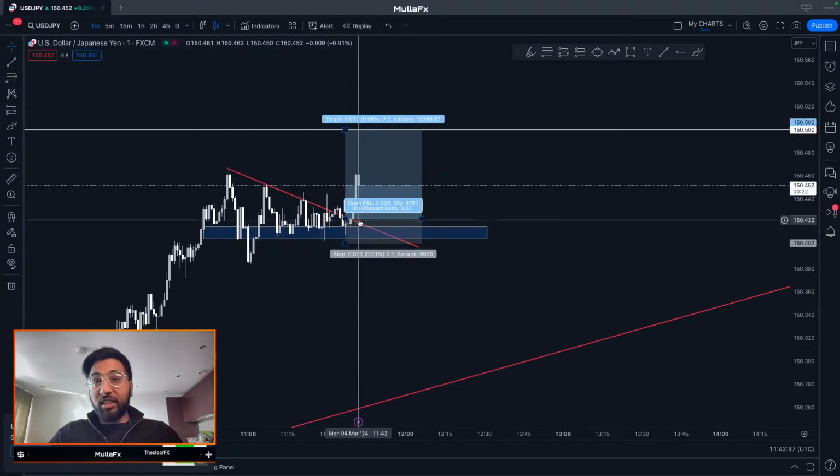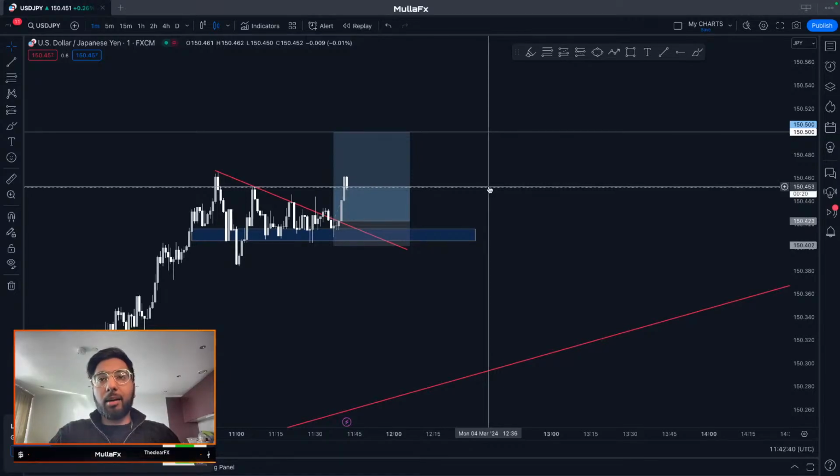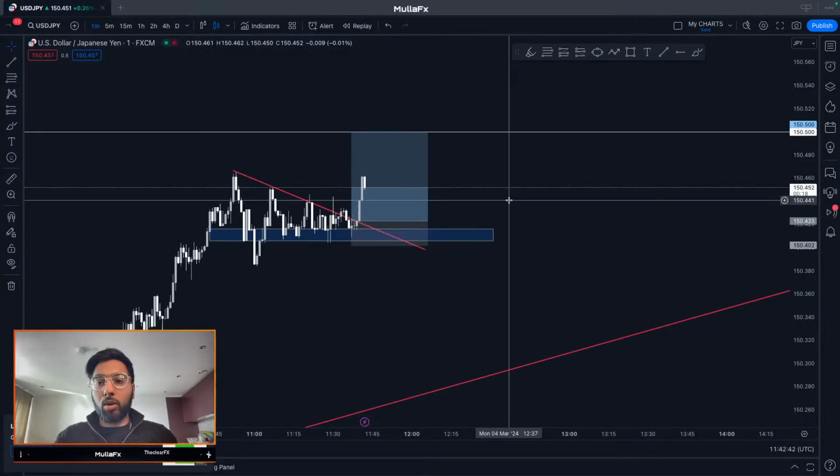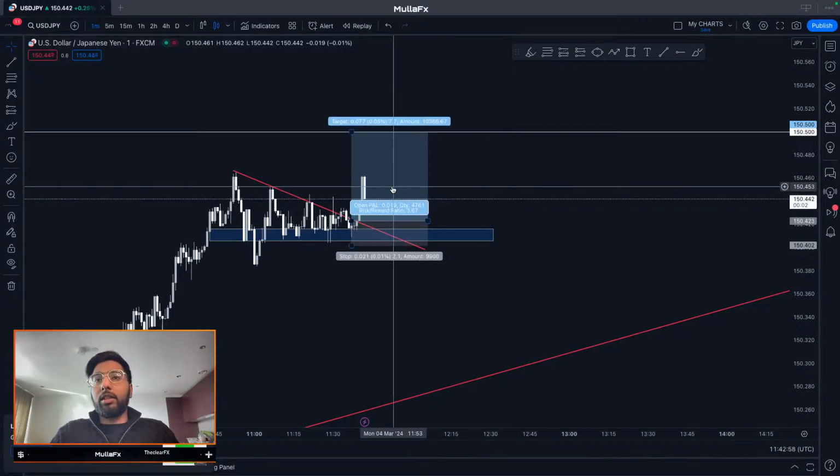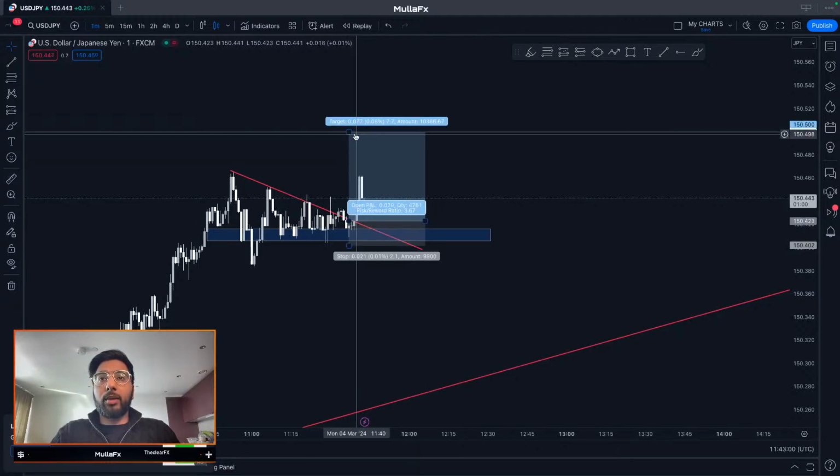I'm personally not in this trade, but I want to see how it plays out, because I want to show my students, and whoever is watching the stream, what actually happens behind the scenes when we place trades. Once we place trades, does it actually reach our take profit level, or does it reach our stop loss? At the moment we had two take profits.